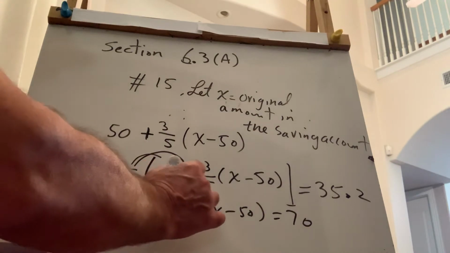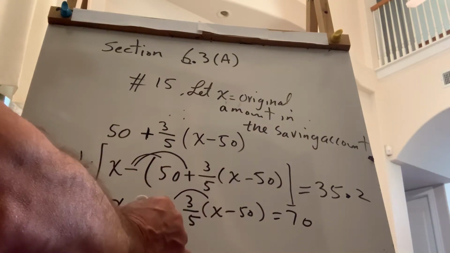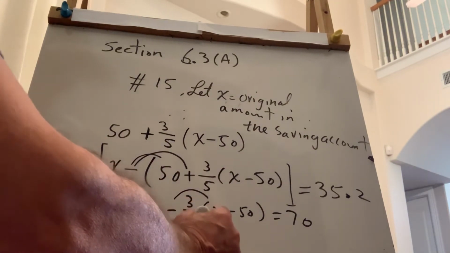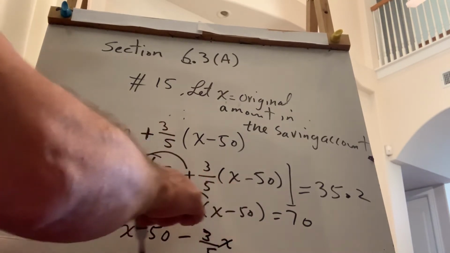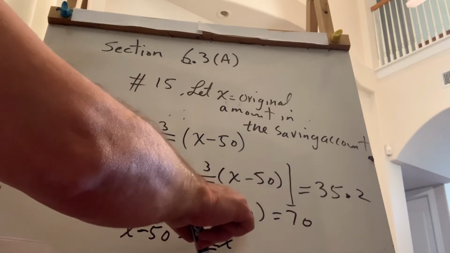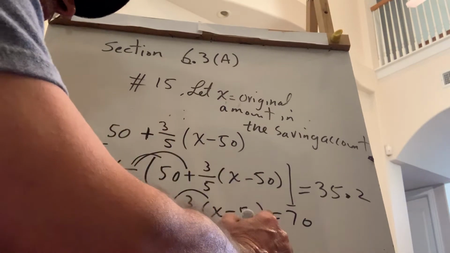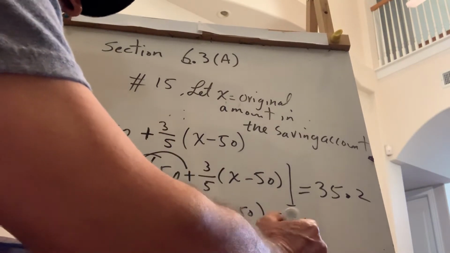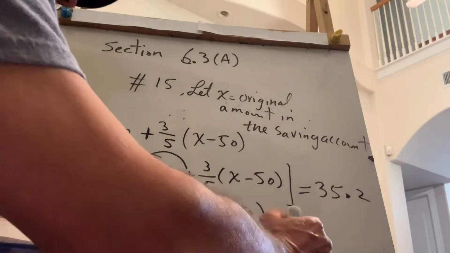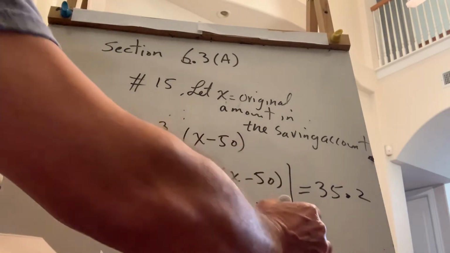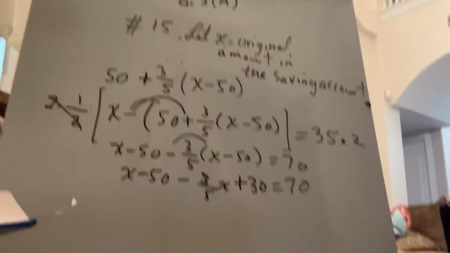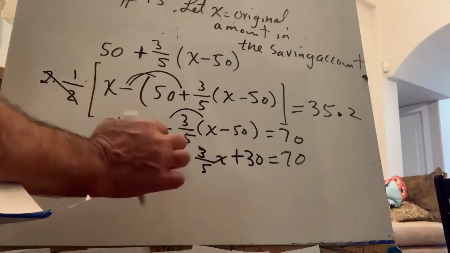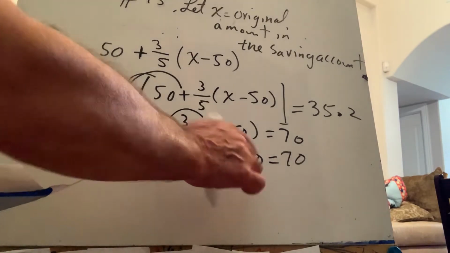Now if you distribute the negative 3/5 by both of those terms, that becomes minus 3/5 X. And then minus times minus becomes plus. Now remember, 5 goes into 50 10 times, so 10 times 3 simply becomes plus 30, because that negative times negative made it a positive. Okay, so the right side is still 70. Let me move it up a little bit. So now we have negative 50 plus 30, of course.